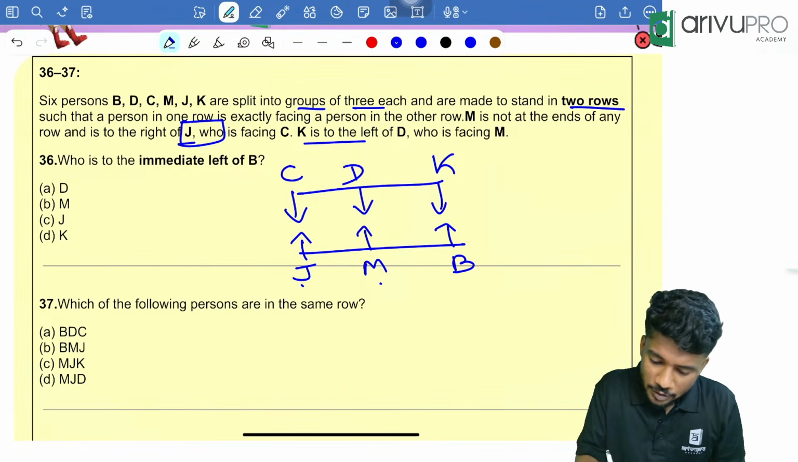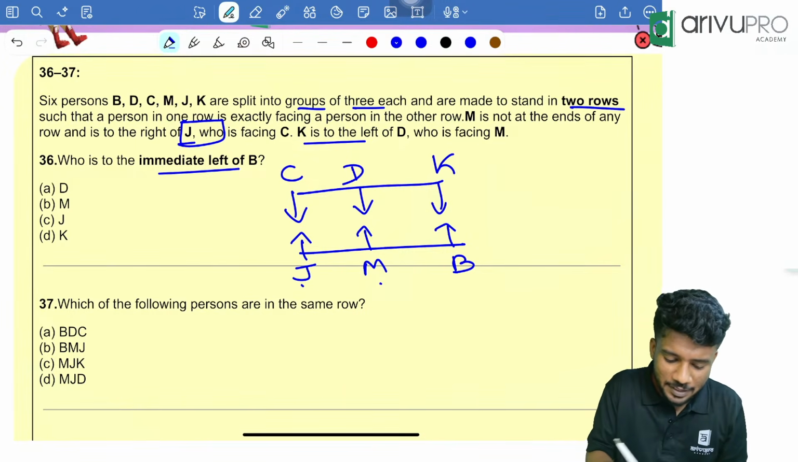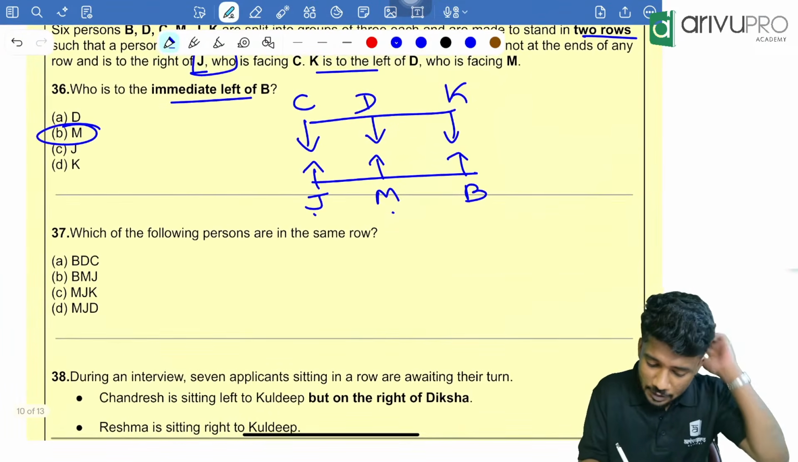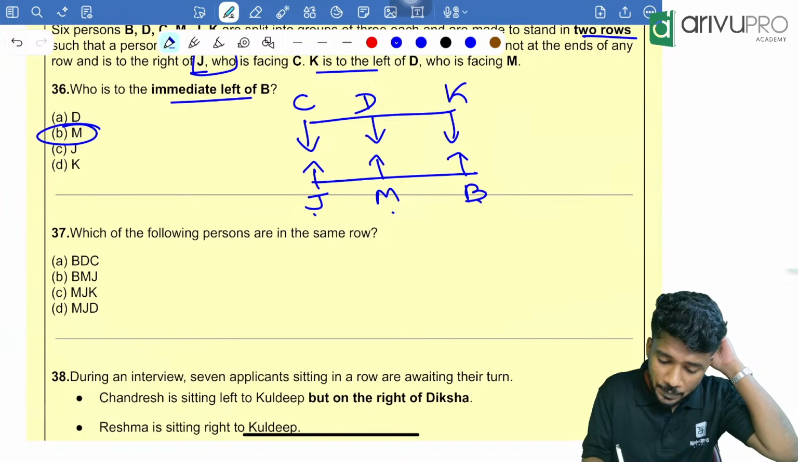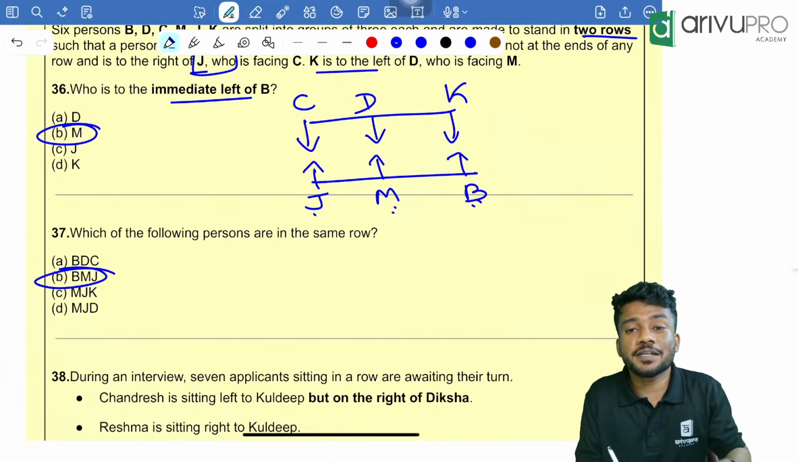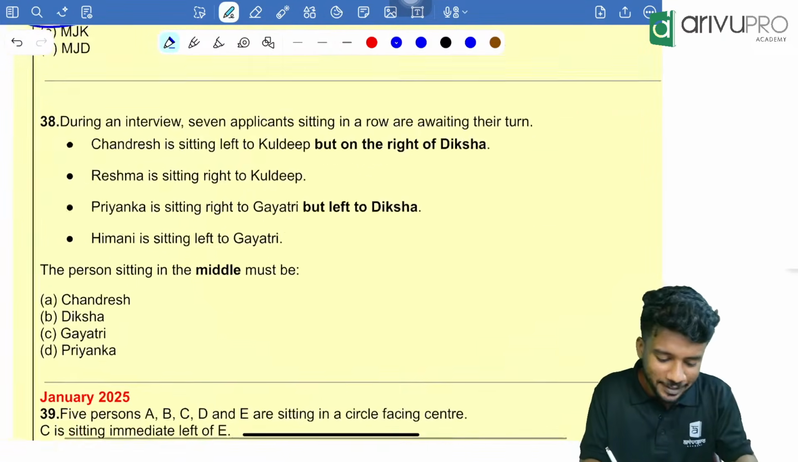Now D, who is facing M? Who is immediate left of B is the question. M is the answer. Then which of the following persons are in the same row? Look here, BMJ. BMJ opposite. Option B is the answer. Got the point? Very easy.